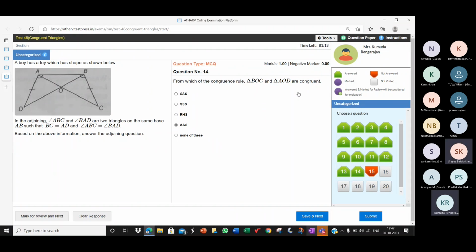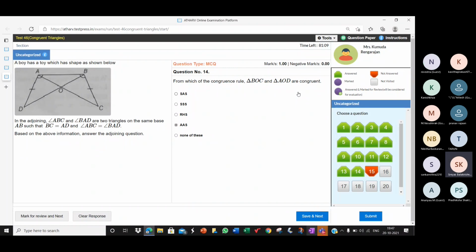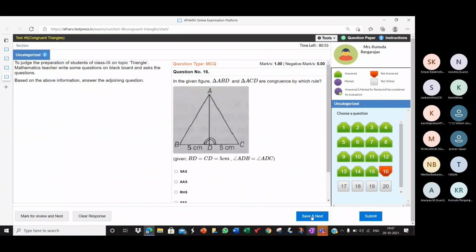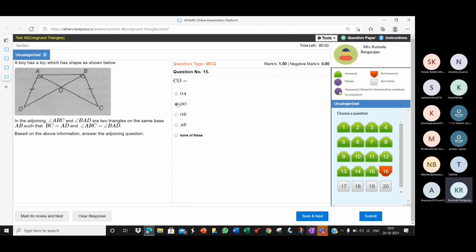Yes, children. OC is equal to OD. OC or CO is equal to OD or DO. Because that was what was given to us. It can be DO or OD, children, because both represent the same side.